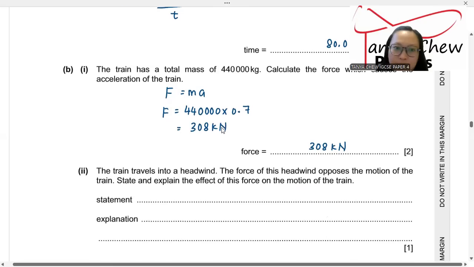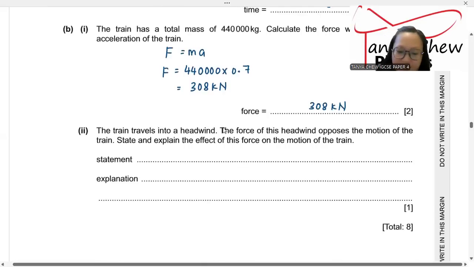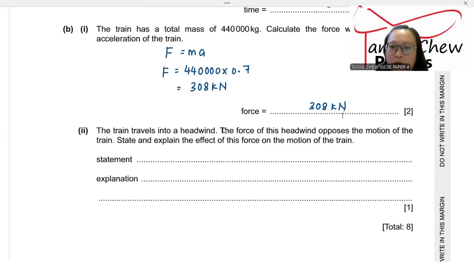Now the train travels into a headwind. The force of this headwind opposes the motion of the train. State and explain the effect of this force on the motion of the train. So there is resistive force. So when there is a resistive force, what will happen? On the motion, you cannot discuss about the force. The statement, you have to talk about the motion. Motion means what happened to the speed of the train, what happened to the acceleration of the train. You can say that the maximum speed of the train decreases, or you can say that acceleration of the train decreases.